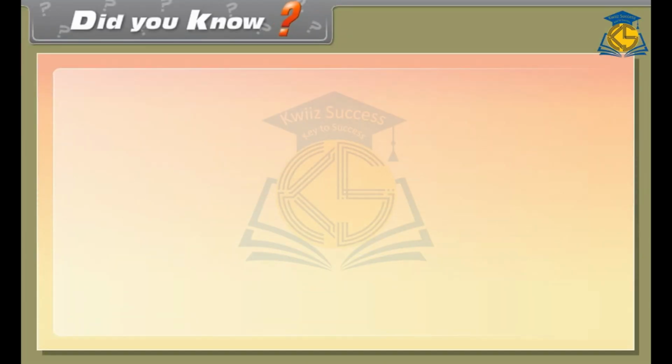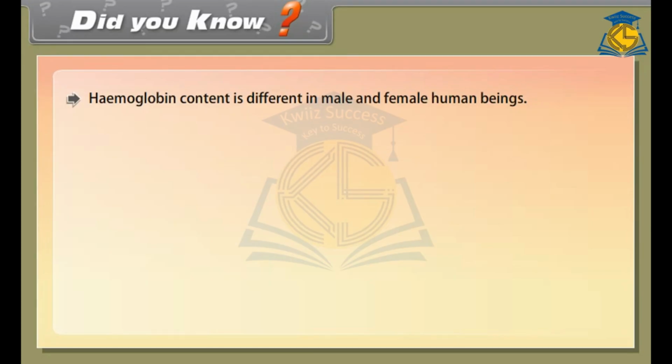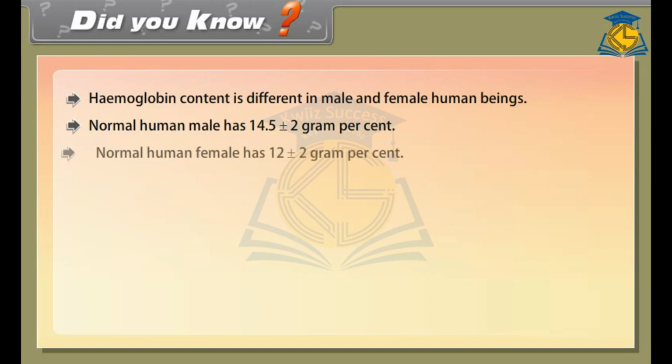Did you know? Hemoglobin content is different in male and female human beings. A normal human male has 14.5 plus minus 2 gram%. A normal human female has 12 plus minus 2 gram%.